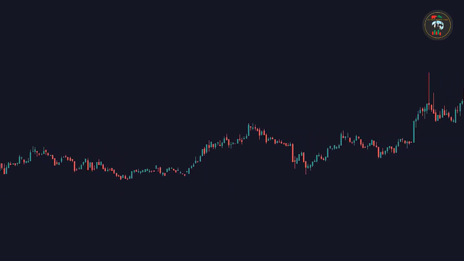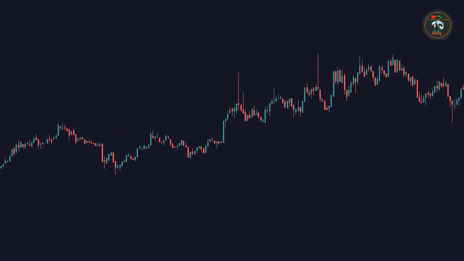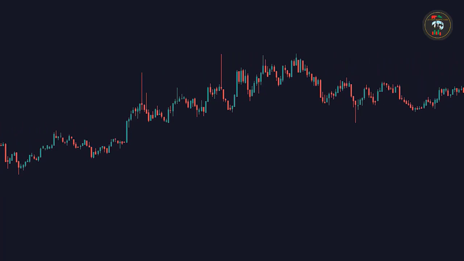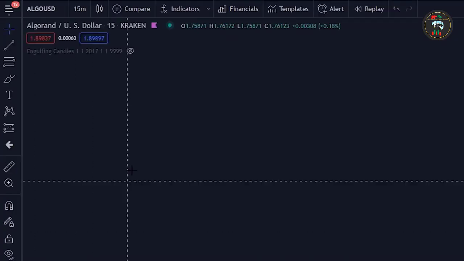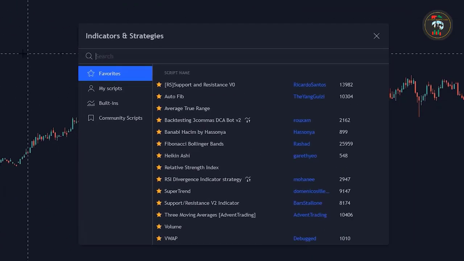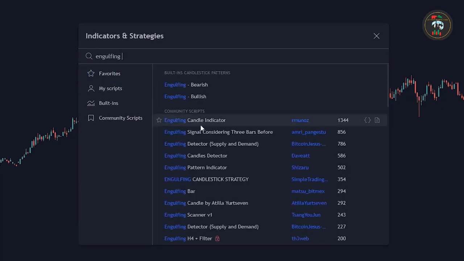Instead of looking for that candle ourselves and staring at the chart all day, we let the indicator do the work for us. Go to the Indicators tab and enter the engulfing candle. You can choose it right here.